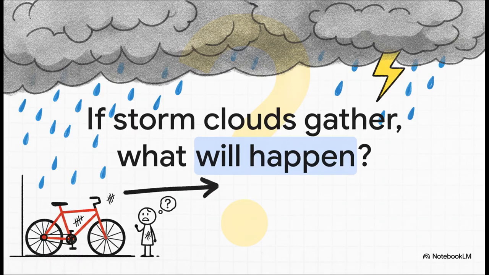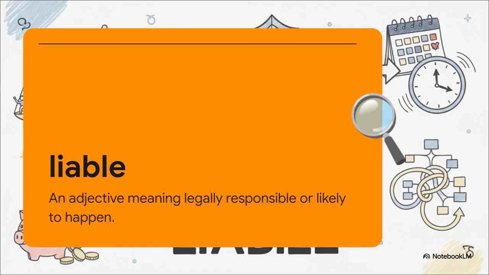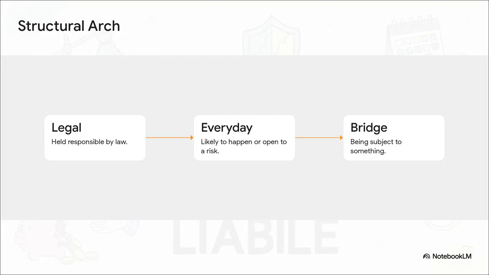Now, what if I told you there is one single vocabulary word that perfectly captures both of these entirely different concepts, the responsibility of the scratched bike and the probability of the gathering storm? Well, that secret agent word is liable. It's pronounced with 3 distinct syllables, liable. Grammatically speaking, it's an adjective, a describing word used to modify nouns to show that they are in a very specific state or condition.